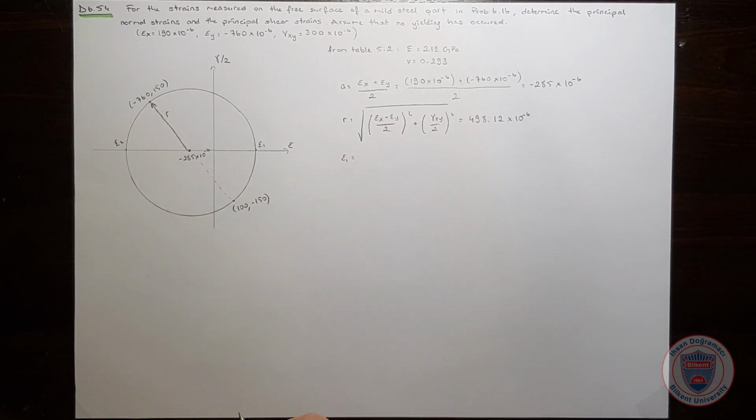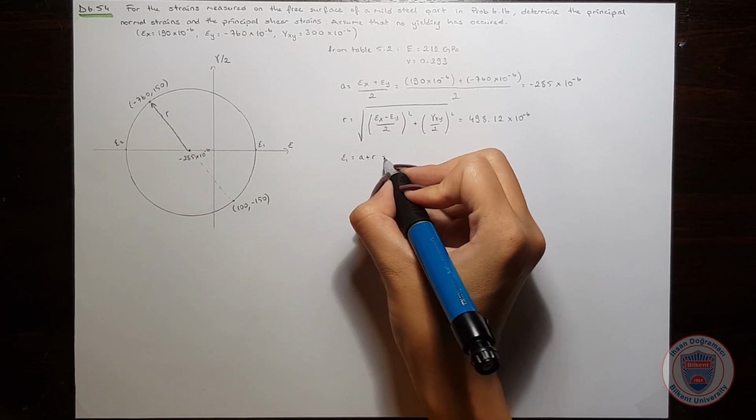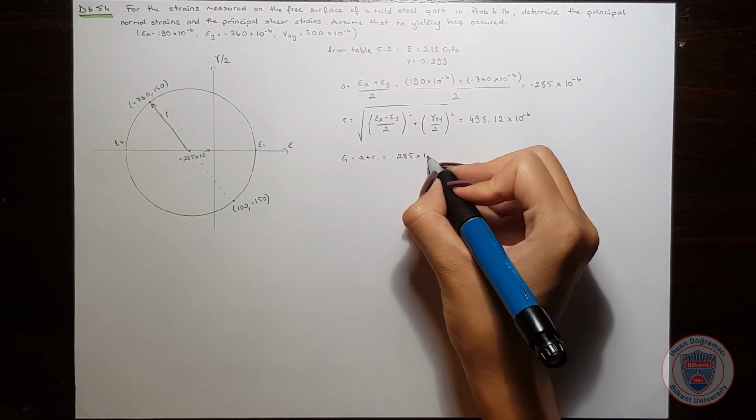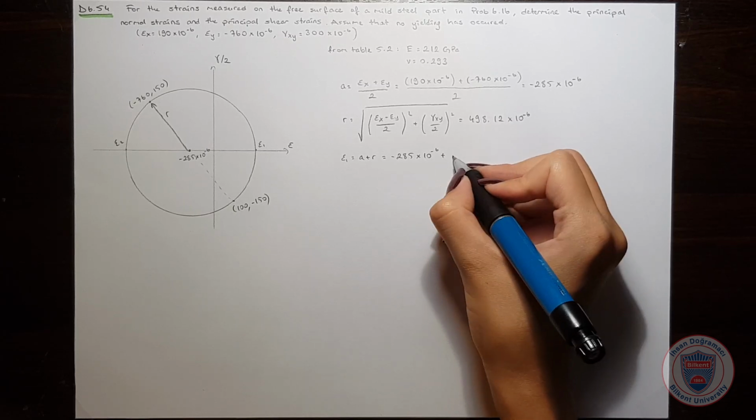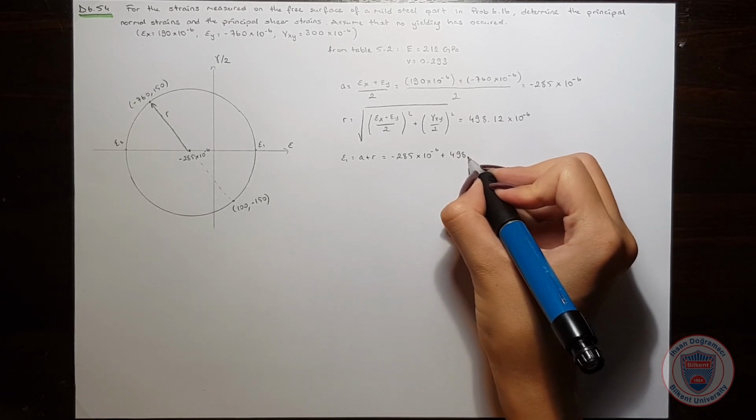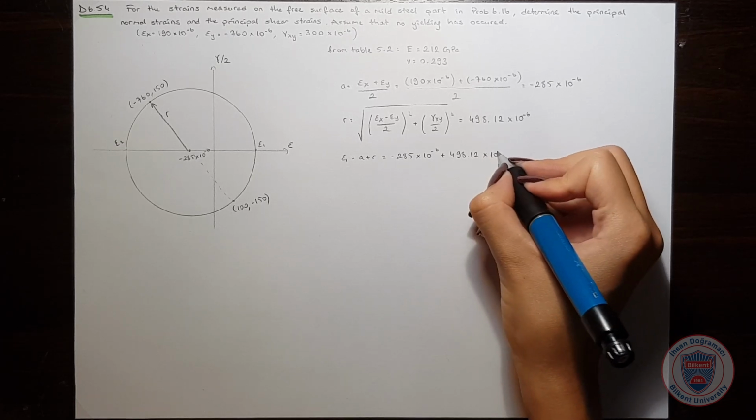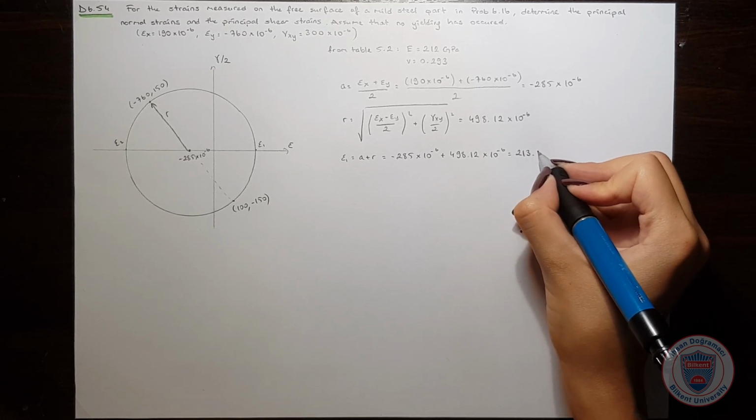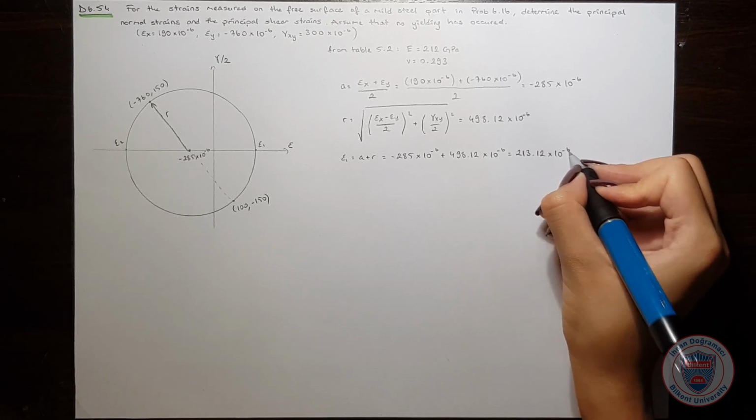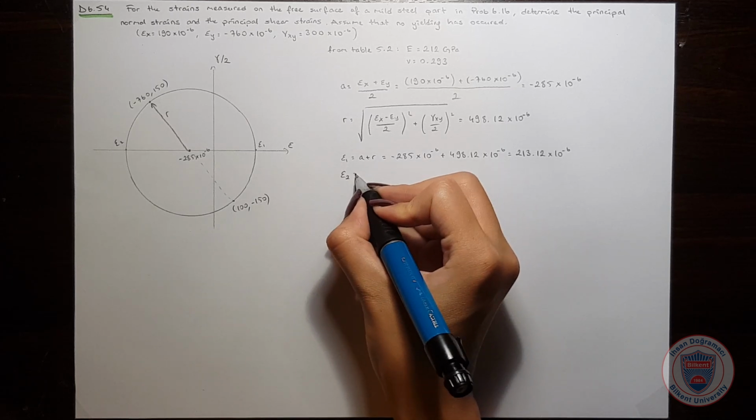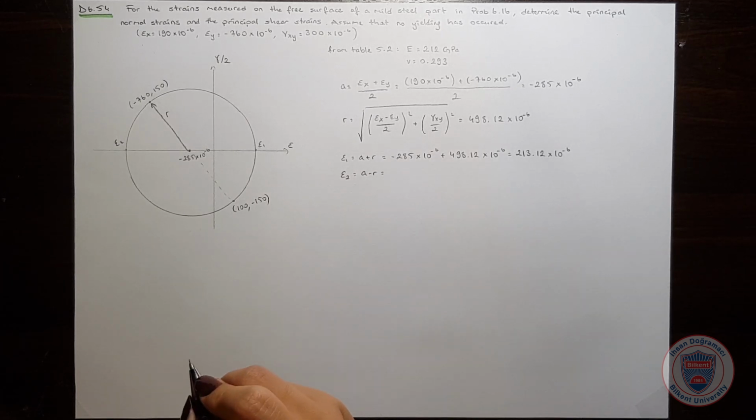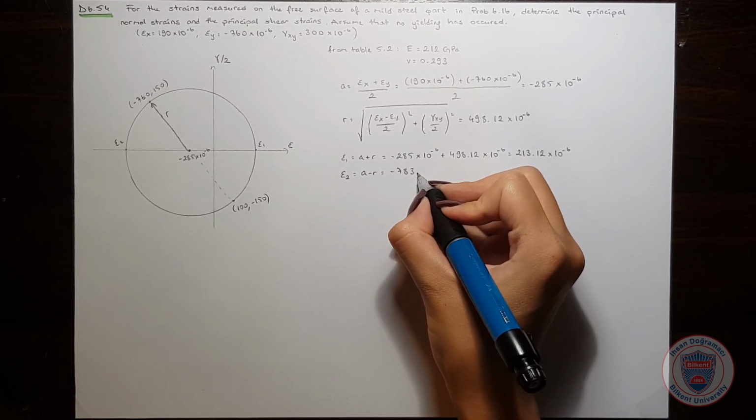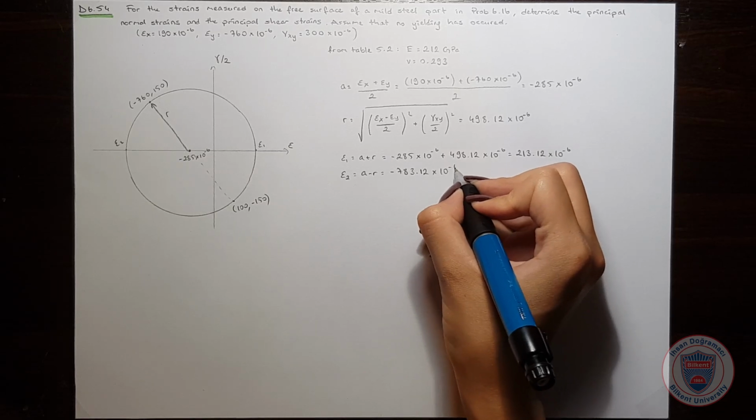Epsilon 1 will be equal to A plus R, and it is minus 285 times 10 to the power of minus 6 plus 498.12 times 10 to the power of minus 6, which is 213.12 times 10 to the power of minus 6. And epsilon 2 will be A minus R, which will give minus 783.12 times 10 to the power of minus 6.